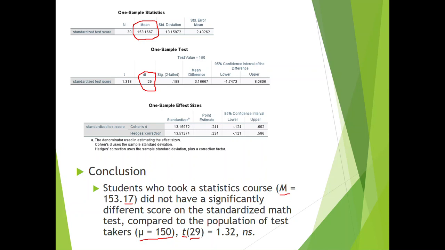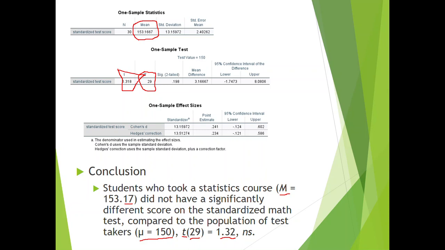Then I have a space, and then the equal sign, another space, and then you see I have the value for t. So that would be the actual calculated value for t. That appears there in your one sample test box. So that's your number for t. Again, we're going to round it to two numbers after the decimal place.